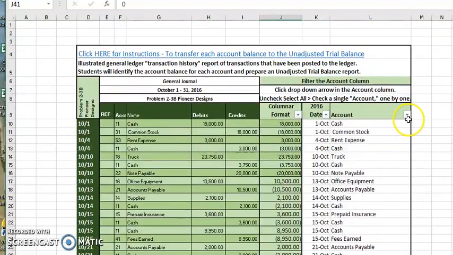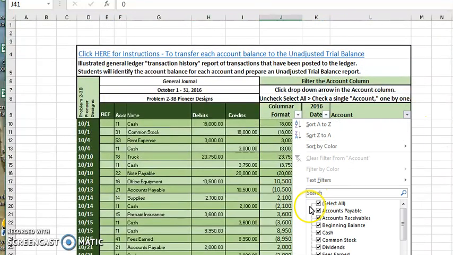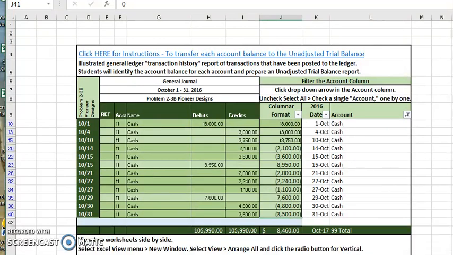Scrolling back up to the top, I set up an account filter in which I'm going to unselect everything and just one by one check my account balances. Here you can see the same cash balances for the cash account that was shown in the manual accounting system. Also, in the columnar format, the total of all the transactions shown is equal to the total that was calculated in the manual system.